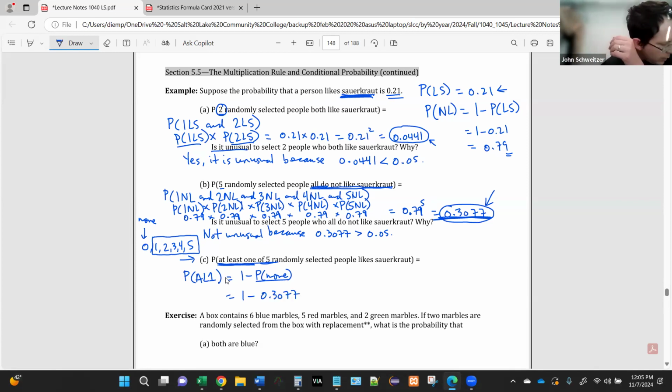Okay, so we go 1 minus 0.3077, so that's about 0.6923. So there's about a 69% chance that in a sample of 5 people, at least one of them will like sauerkraut. So it's pretty likely, right, that at least one of them is going to like it. It's probably not going to be all 5, but at least one of them. If that's the question, then we have a pretty high chance of that happening. Okay, so that's really interesting, right? We're making probability statements about various samples, so it sets us up nicely for sampling theory.